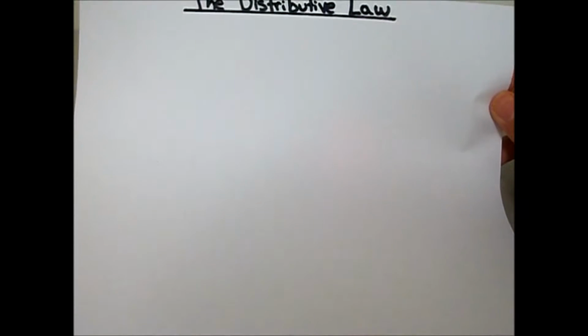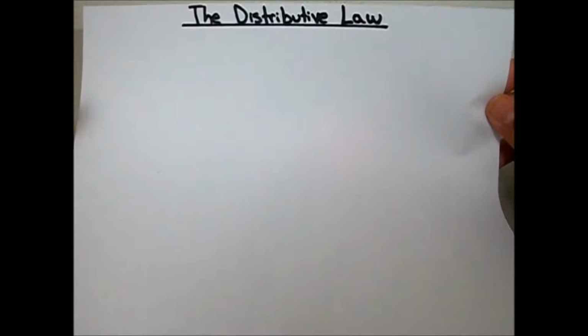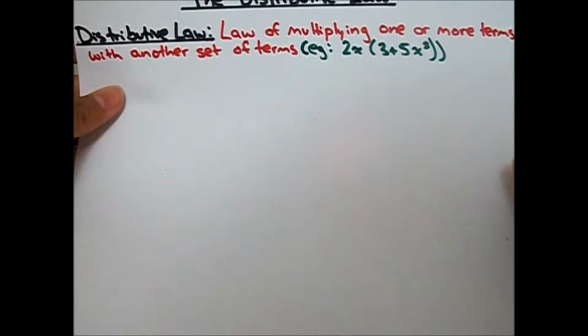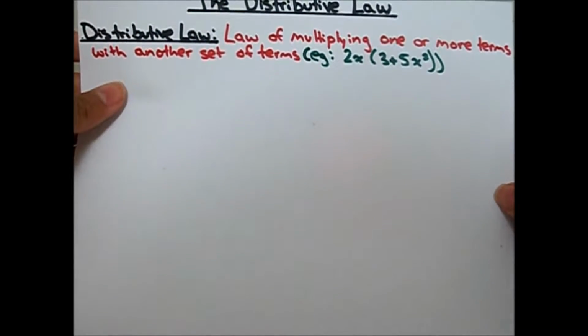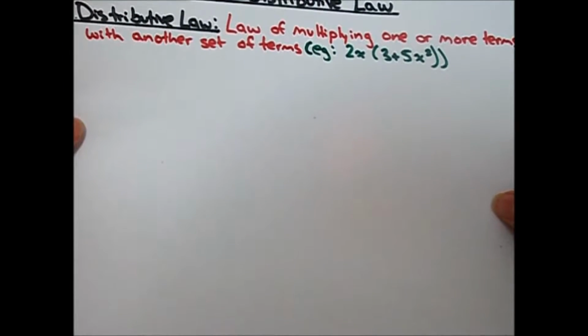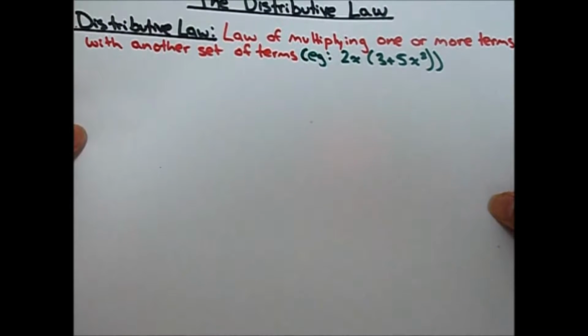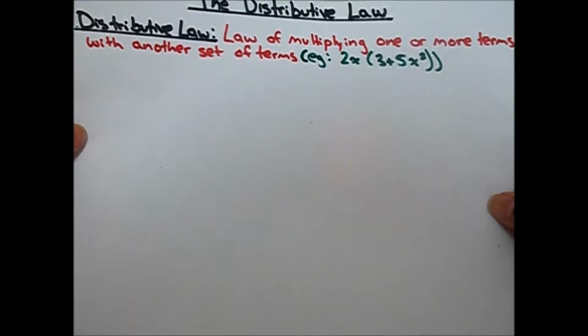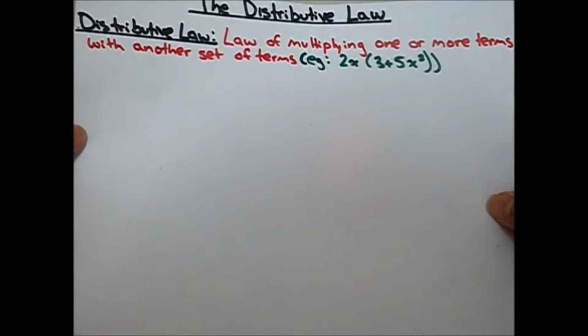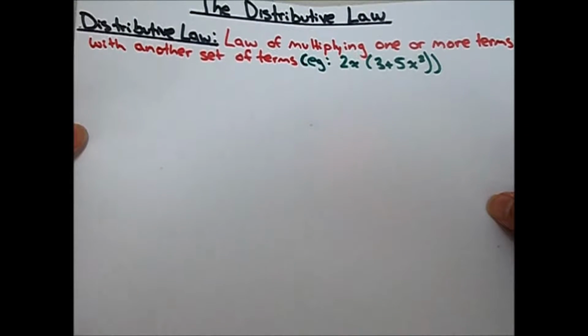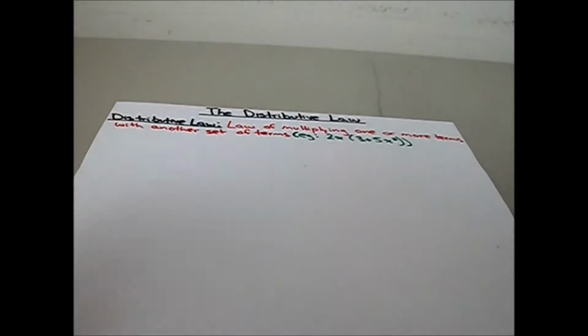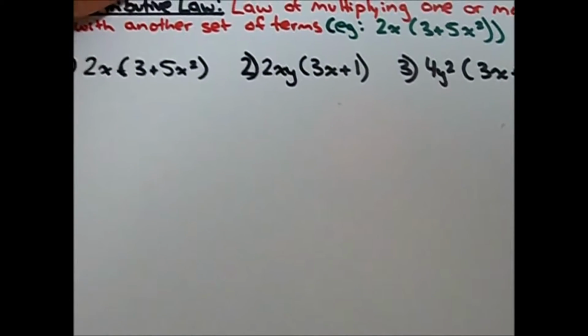Basically, the distributive law is a law that involves multiplication and division of polynomials. Here's my definition. You might want to pause this video and copy this down. The distributive law is the law of multiplying one or more terms with another set of terms. For example, 2x is multiplied by 3 plus 5x squared. I'm going to jump right into practice.